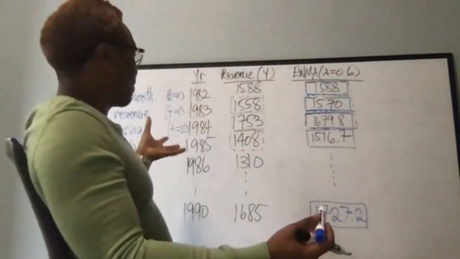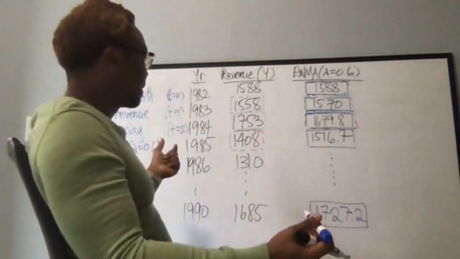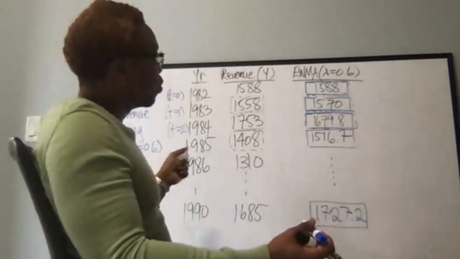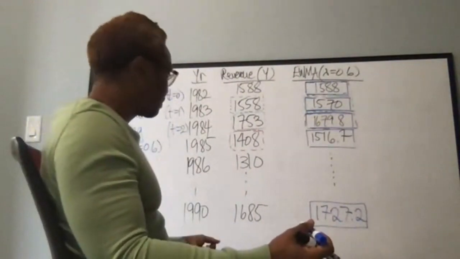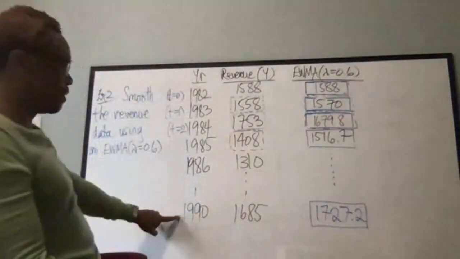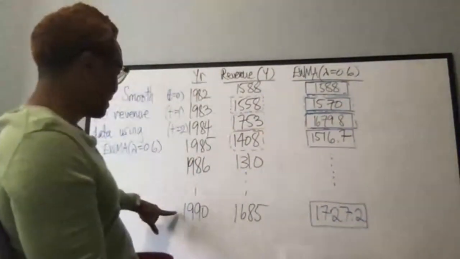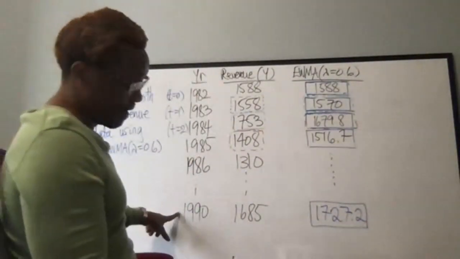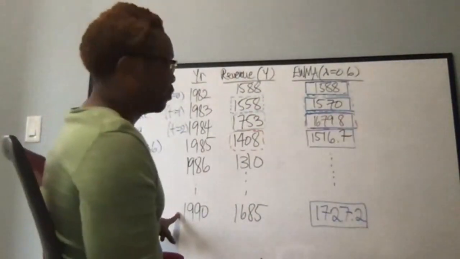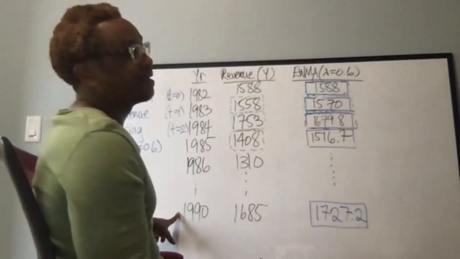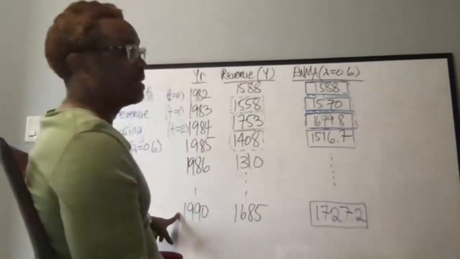So according to this chart here, if I want to predict one time point in the future, that's really predicting for 1991. See how the data stops at 1990? I can also use EWMA to predict one time period outside of the data that I'm given.